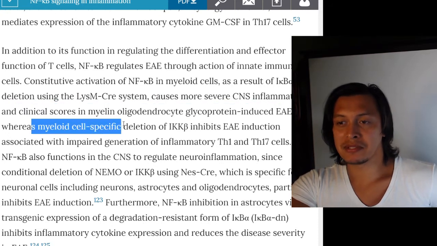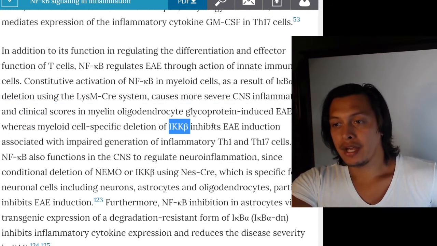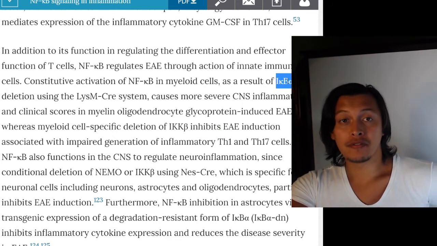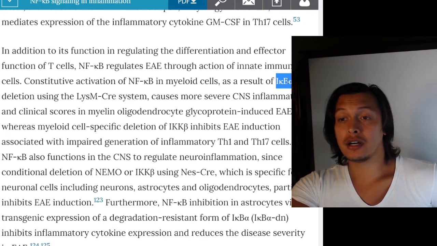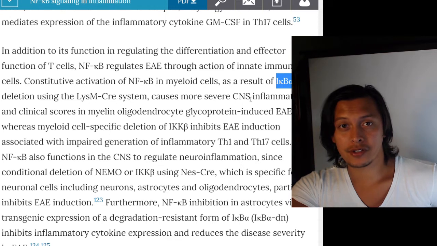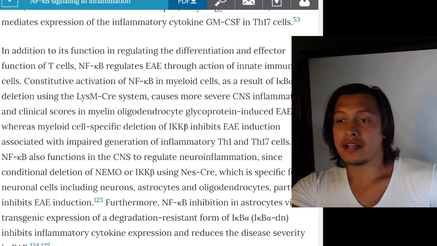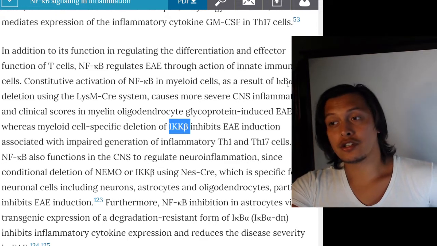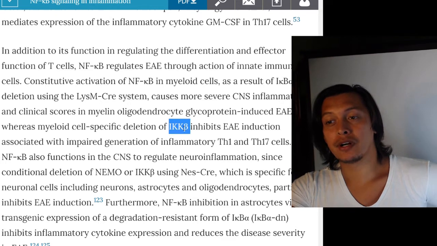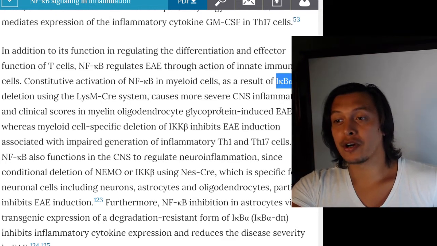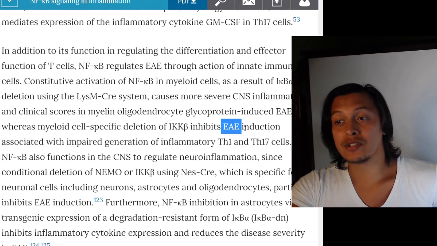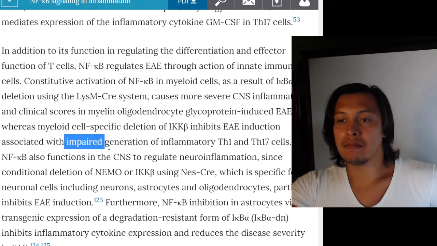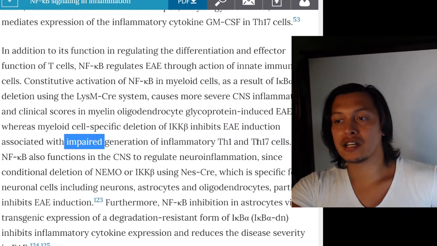Whereas myeloid cell-specific deletion of IKK beta inhibits the EAE induction. So remember, this is the inhibitor. If you remove the inhibitor, then you end up causing more severe CNS inflammation. And this IKK beta is something that destroys the inhibitor. So if you get rid of the destroyer of the inhibitor, then you end up creating resistance to EAE induction, which would be good. And this is associated with impaired generation of inflammatory T helper 1 and T helper 17 cells.